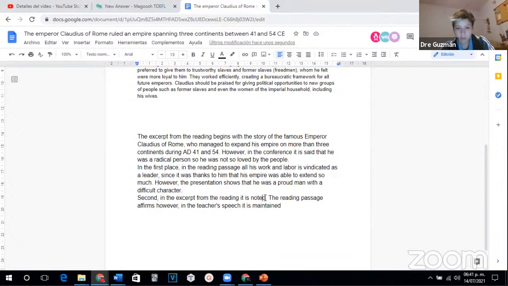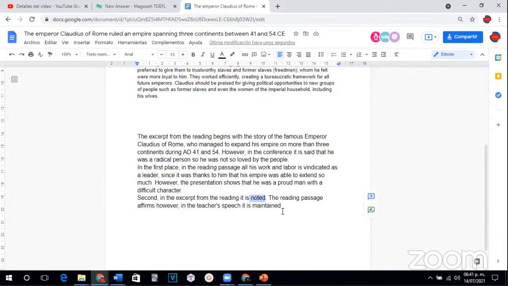Here, this idea is incomplete. What is noted? ¿Qué se nota? The reading passage affirms, however. Aquí siento que falta un poco de información. ¿Qué es lo que's noted? Yes, Miss. I just copied the guide, and I didn't finish writing. Yes. All right. The reading passage affirms, however.